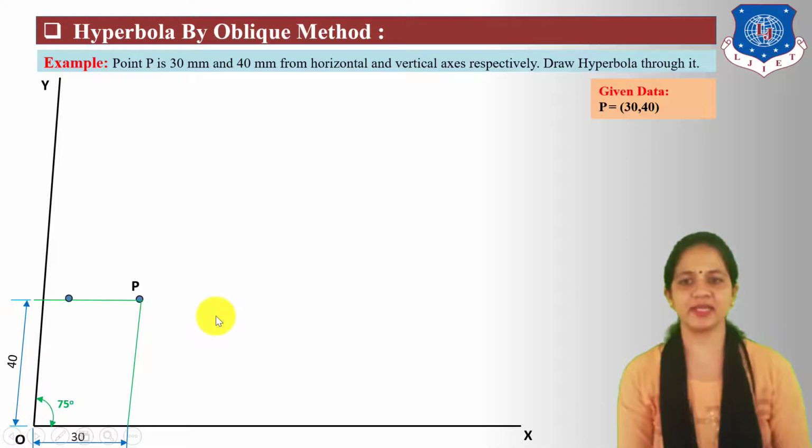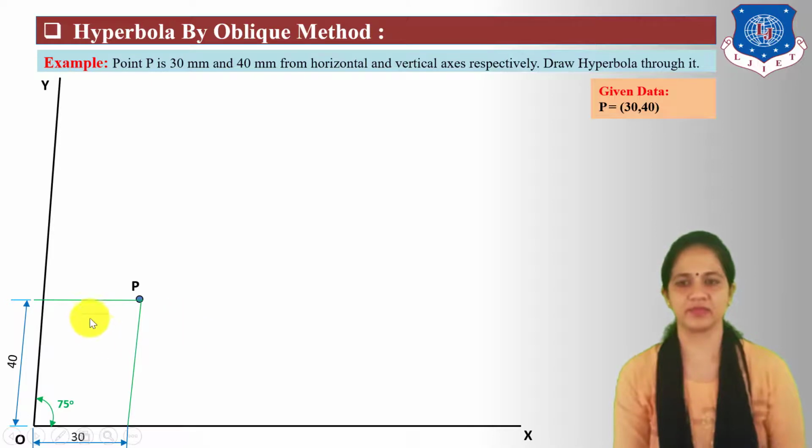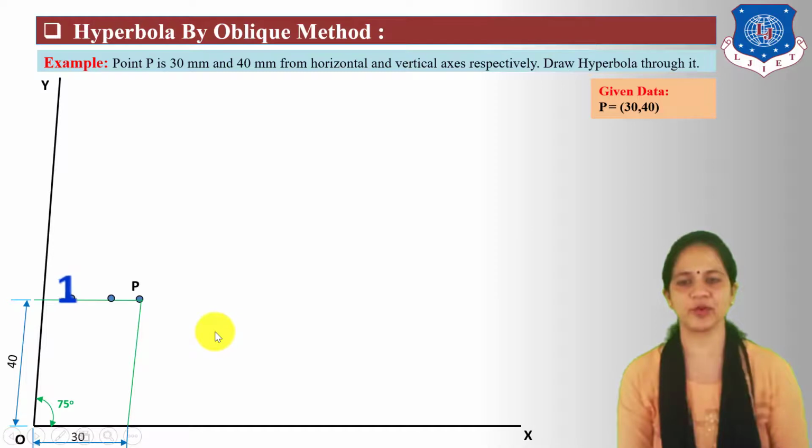Divide this line into equal 3 parts and mark here. Divide this line into equal or unequal 3 parts and mark here division or parts point as 1, 2.